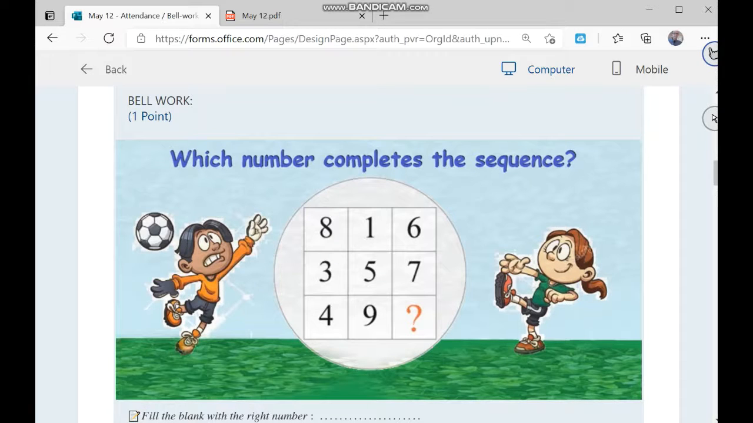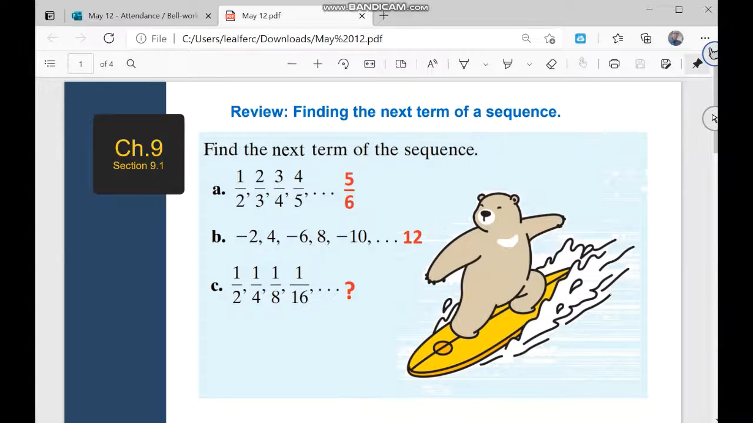Okay, no questions, let's move on. Think about the bell work, we will get back to it later. And let's review yesterday's topic. We worked on finding the next term of a sequence. Yesterday the question also asked about the formula, but the formula we're going to work on today. Yesterday was just about finding the next term of a given sequence.